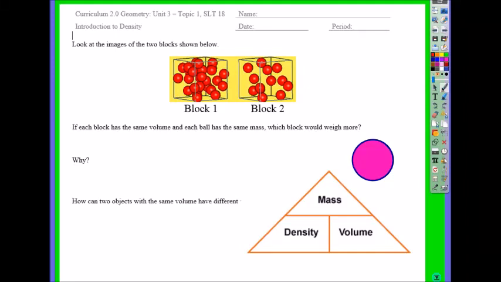So when you look at these two boxes, which one has more volume? They have the same value, but which one will be heavier? Block 1. Why? It has more balls, right? It has more density, meaning molecules in your words, right? But in this case, it has more red balls, so it's more dense. Therefore, it has more weight.